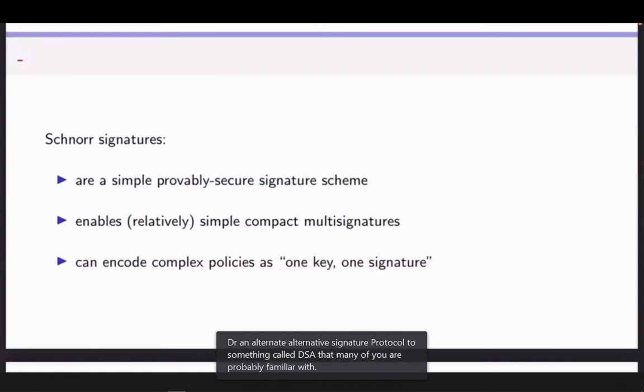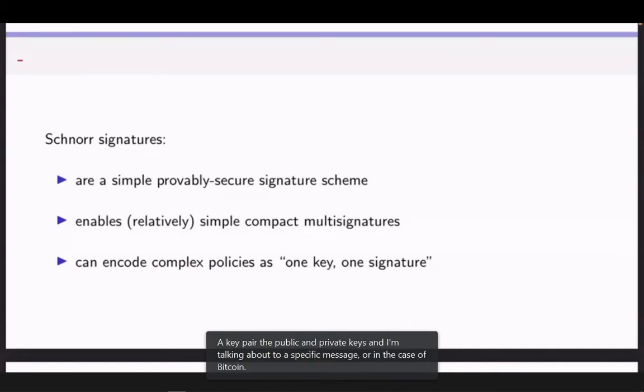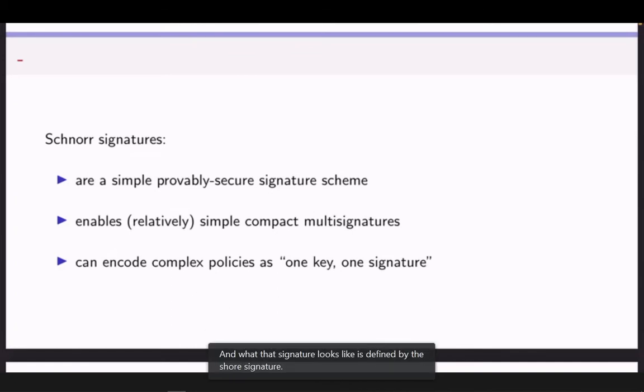familiar with. Schnorr signatures are just a very basic cryptographic building block that associates a key pair, the public and private keys that I'm talking about, to a specific message, or in the case of Bitcoin, to a specific transaction. If you own some coins, then the coin is somehow associated to your key or to a larger policy that includes your key. In order to spend the coins, you have to provide a signature on a transaction spending those coins with the appropriate key. And what that signature looks like is defined by the Schnorr signature algorithm, or rather in Bitcoin today it's defined by the ECDSA algorithm. Schnorr is a proposed replacement for this.